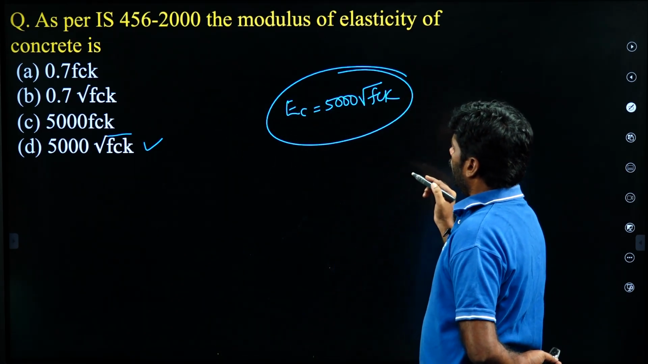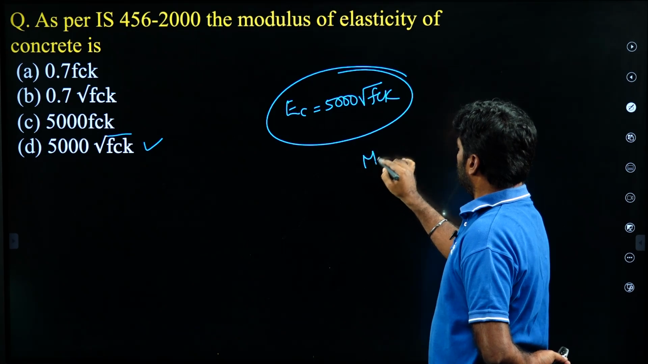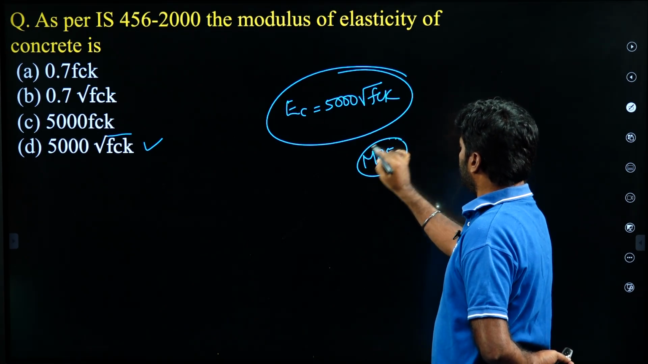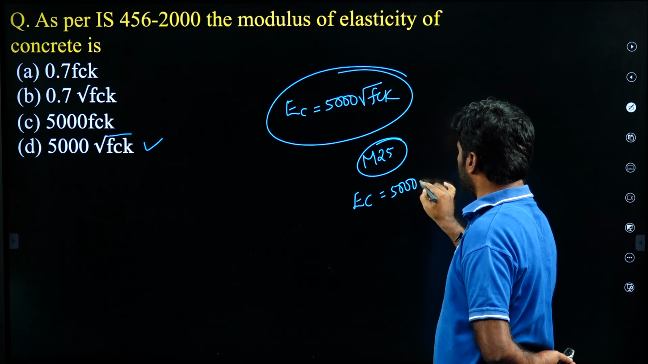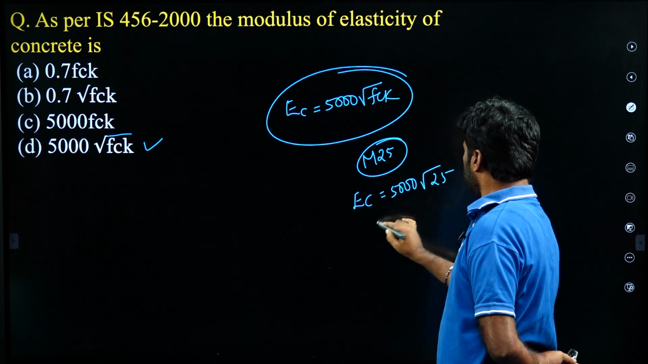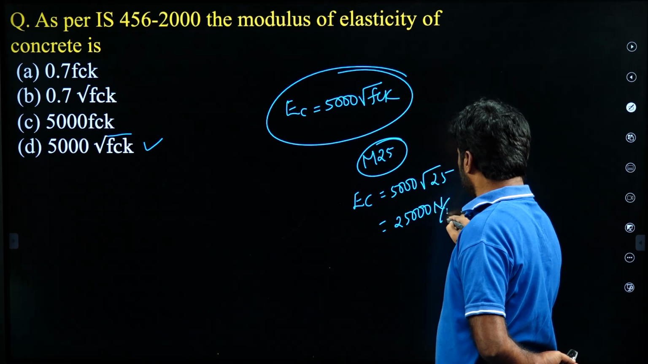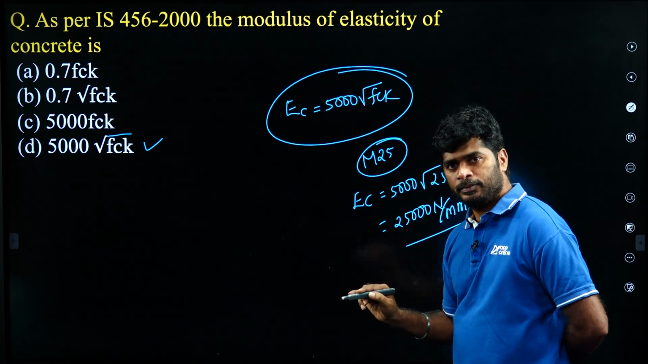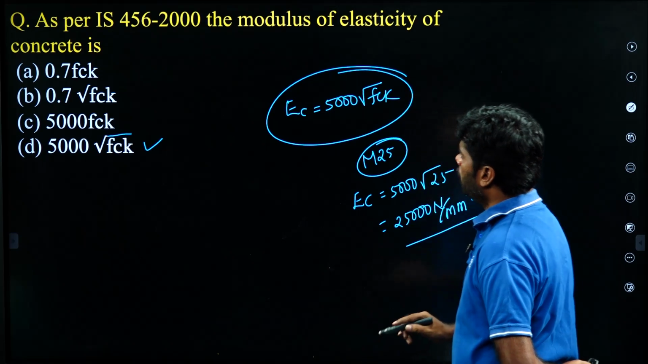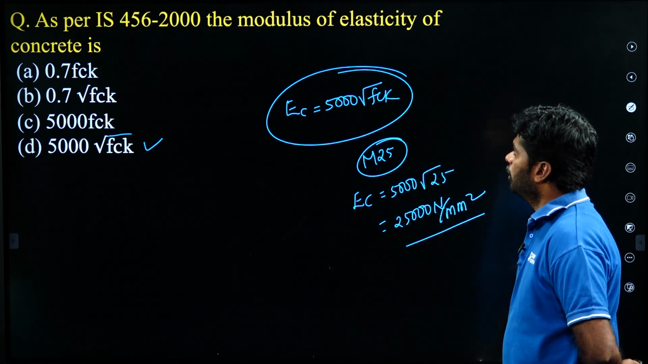Okay. My dear, again I will take M25 grade concrete and they will ask modulus of elasticity. You can substitute 5000 root FCK. So you may get 25,000 Newton per mm square. That's it. Okay? Maybe formula or simple numerical question you can expect. Next question.